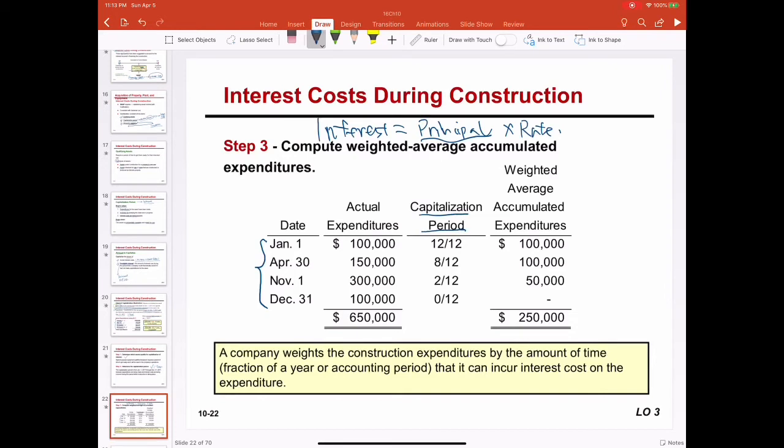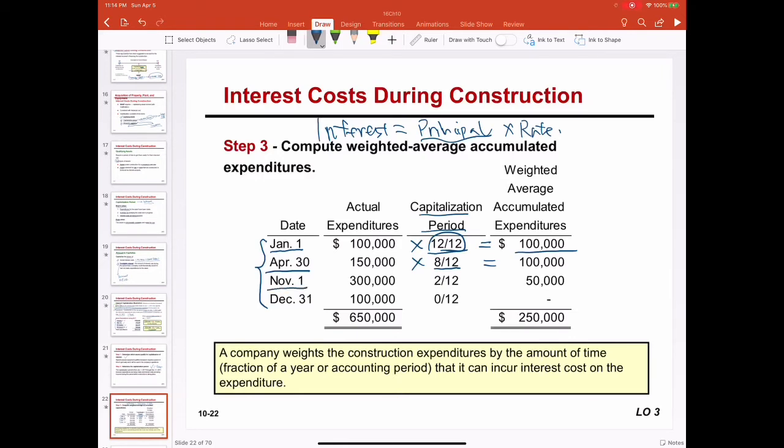Because the first one is on January 1st, from January 1st to December 31st, that's a whole year. So it is 12 months over 12 months. This is 1, right? Multiply the actual expenditure, so it is still 100,000. The next one is from April 1st to December 31st. That's 8 months. The capitalization period is 8 months over 12 months. So the weighted average accumulated expenditure is 100,000.